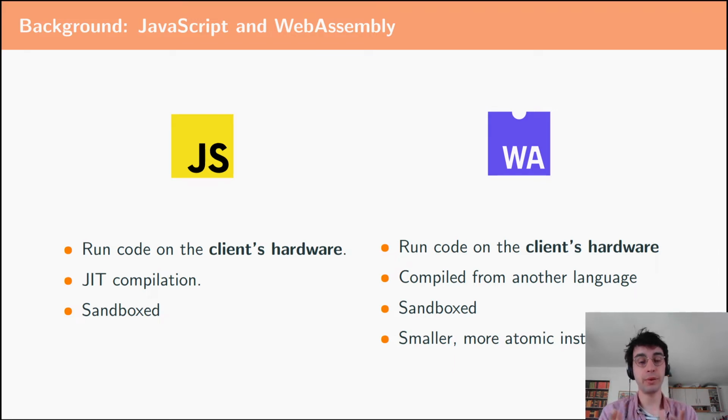The main difference between the two is that JavaScript is an even higher level language because it's compiled just in time. And we don't really know what it does at the lower level. All the instructions are heavily optimized, so it can be really tricky to run microarchitectural attacks with it. However, WebAssembly is compiled directly from another language, for instance, C, C++, but there's also a text format to write WebAssembly directly. And this grants us way more control on what we do because it provides smaller, more atomic instructions. So it's a bit lower level, even though it's still sandboxed.